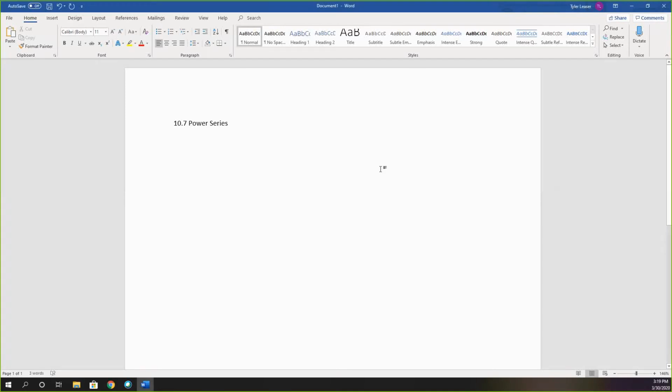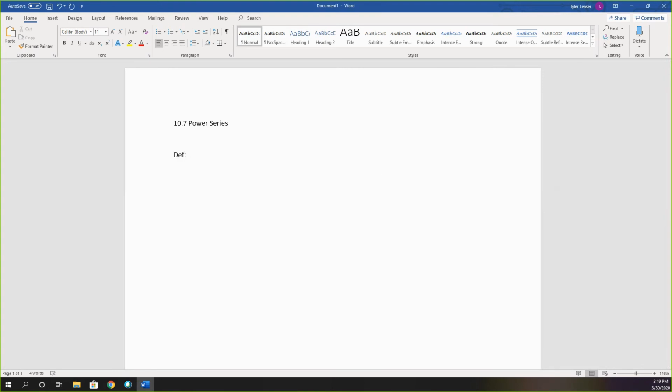Okay, we're going to jump straight into 10.7 now. So now we're going to be looking at power series. Everything we've been doing in this section of this chapter so far has been leading up to these last few sections. We've looked a lot at series that just had constant values that we were adding to infinity, but now we're going to be looking at adding polynomial functions to infinity.